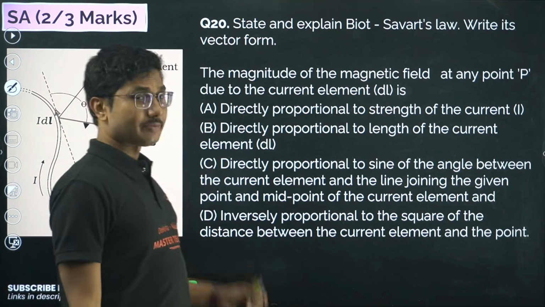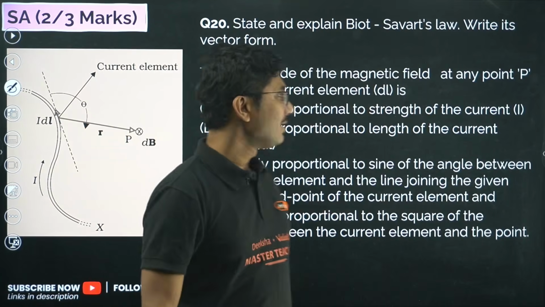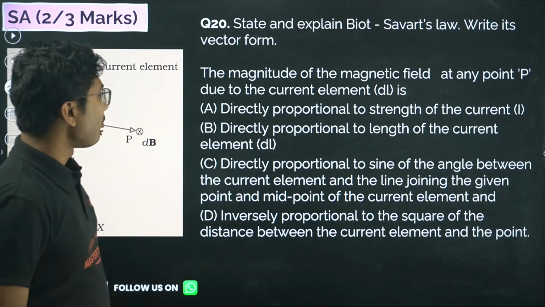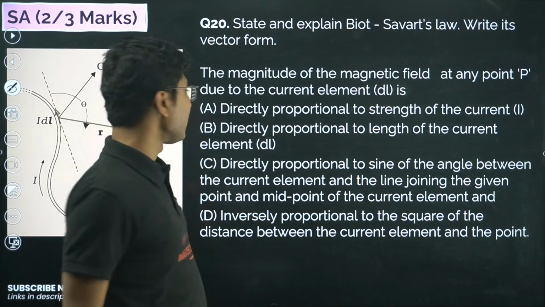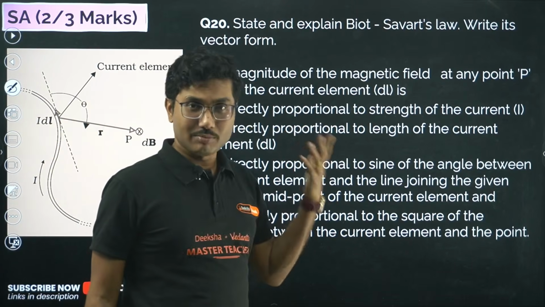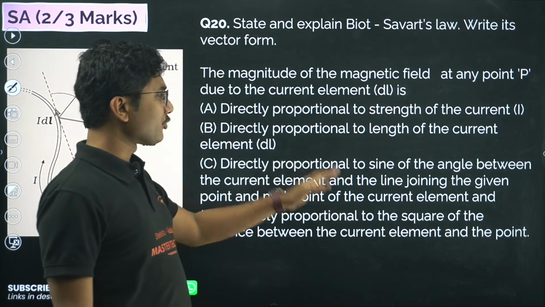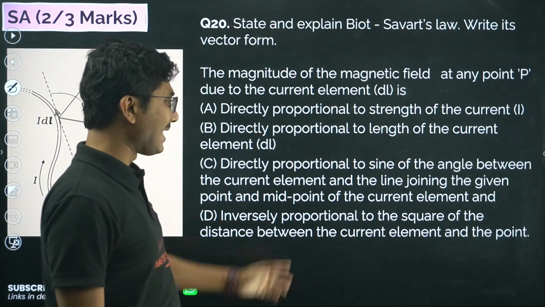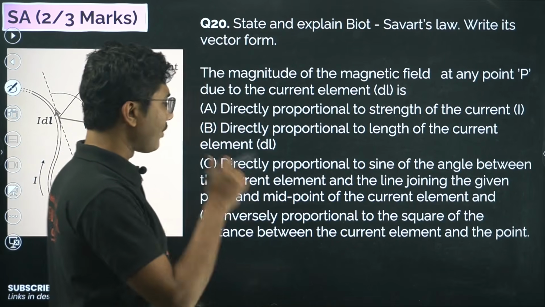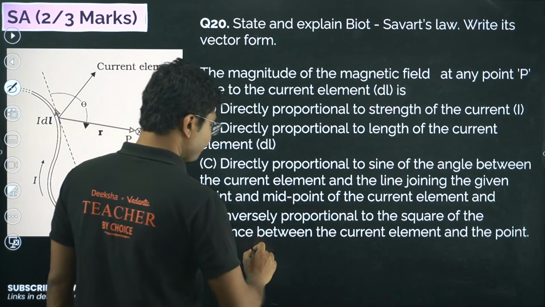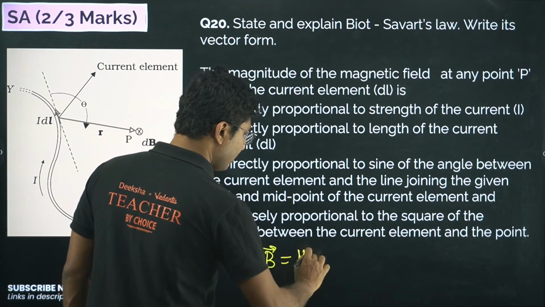Both are possible. So in the explanation case, the diagram has to be drawn, this kind of curved diagram. I hope everyone practiced it. The magnitude of the magnetic field at any point due to a current carrying element dl is directly proportional to the strength of the current. So obviously, the higher the current, the more magnetic field. Directly proportional to the length of the element, directly proportional to the sine of the angle between the current element and the line joining the given point and the current element, and inversely proportional to the square of the distance between them.